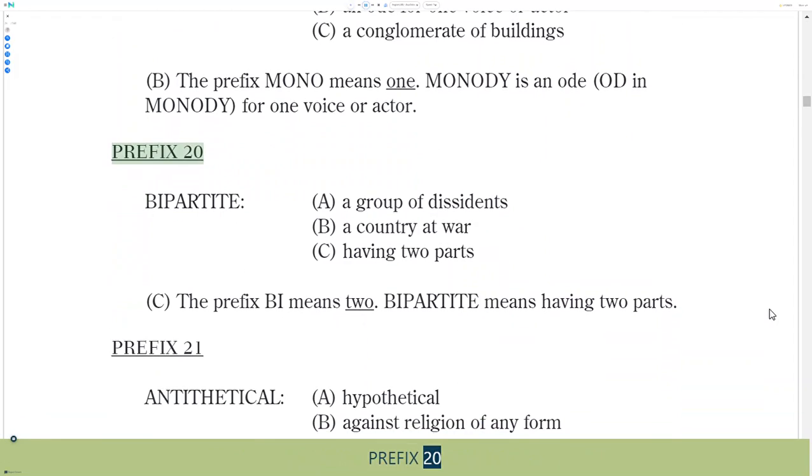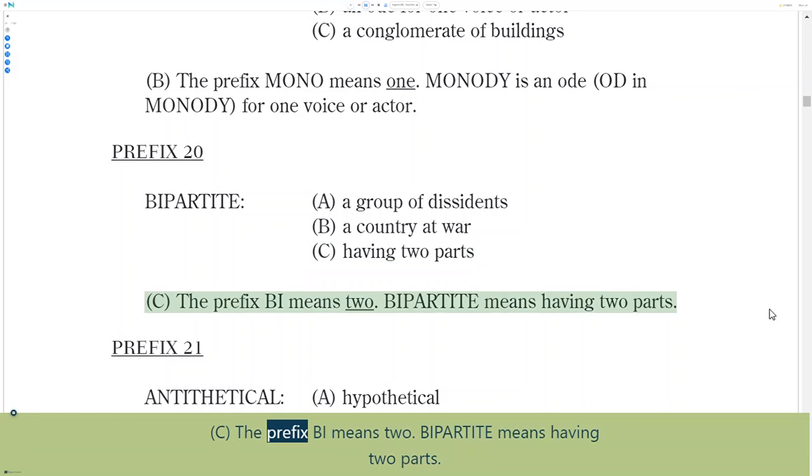Prefix 20. Bipartite. A. A group of dissidents. B. A country at war. C. Having two parts. C. The prefix bi means two. Bipartite means having two parts.